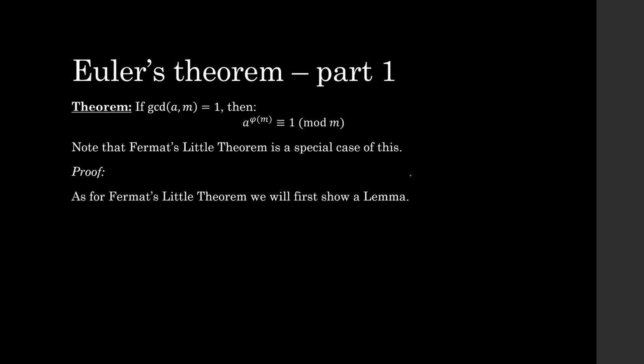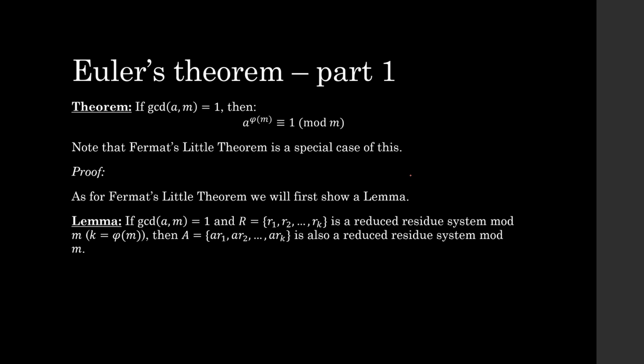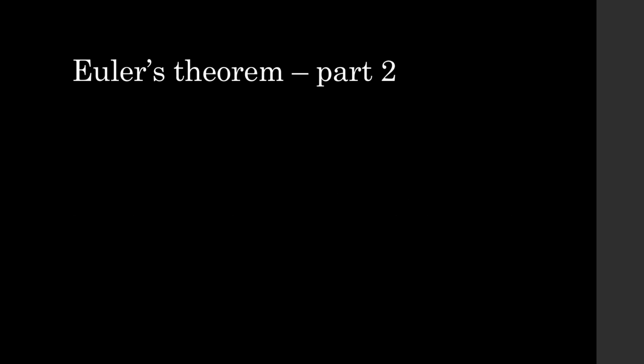First we're going to show a lemma. The lemma is that if the greatest common divisor of a and m is equal to 1, and we have R is R1, R2, all the way to Rk, a reduced residue system mod m, and note that k here is going to be phi of m, because phi exactly counts the number of elements of this reduced residue system, then a times R1, a times R2, and so on, so I'm just multiplying all of these by some constant a, is also going to be a reduced residue system mod m. That's going to help us say something about the totient function.